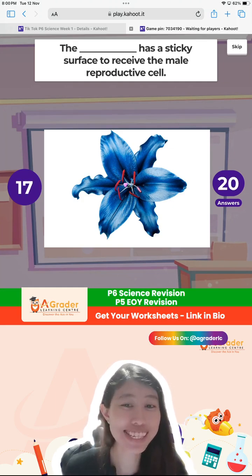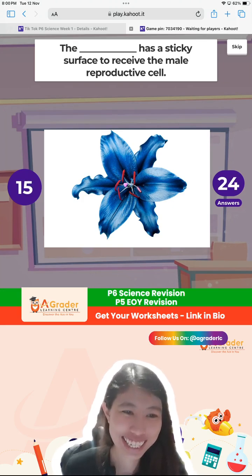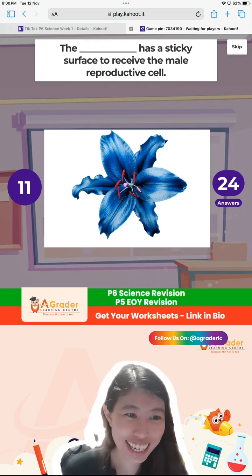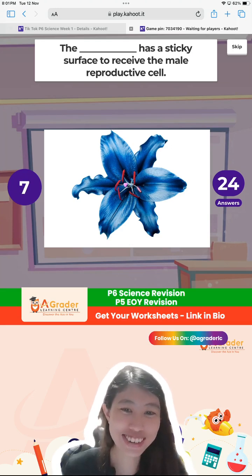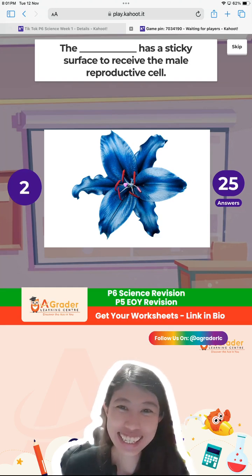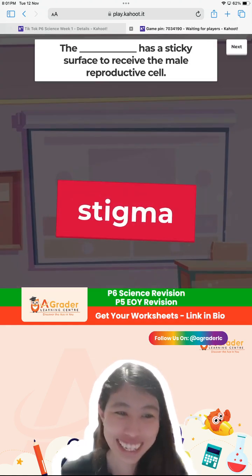It's for next year P6 students. Farah, you are this year P6 or next year P6? Oh, no, 10 years ago. Oh my goodness. Are you serious? That means you're in tertiary education now?